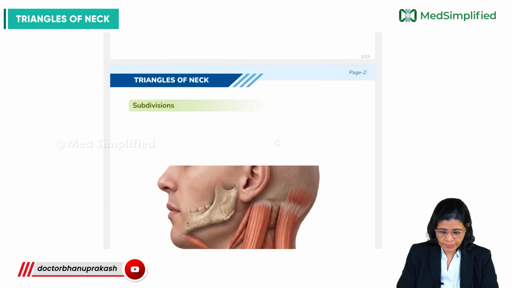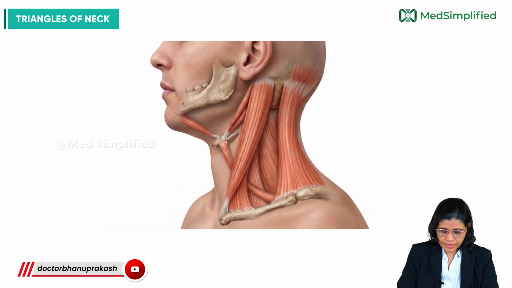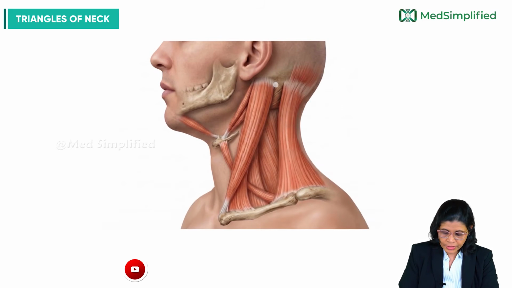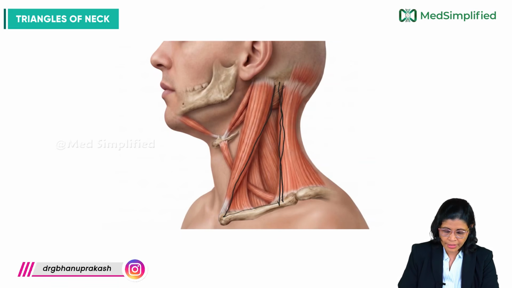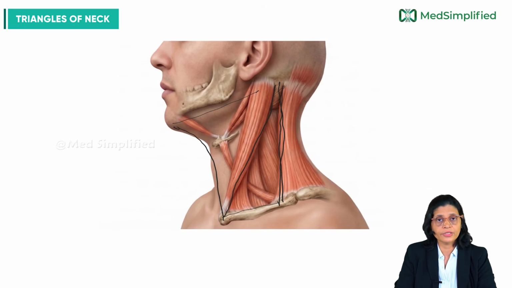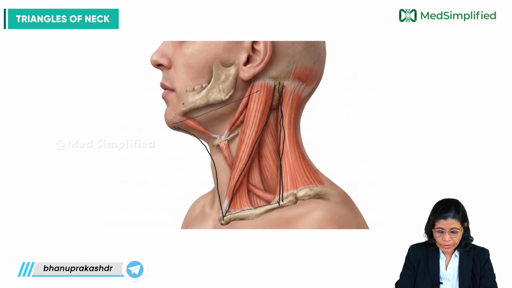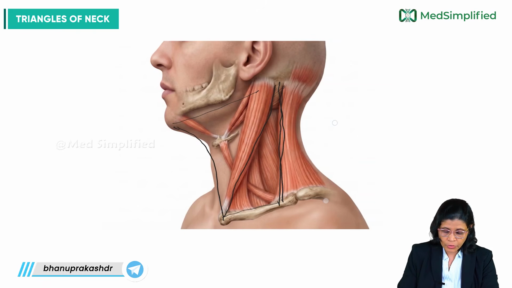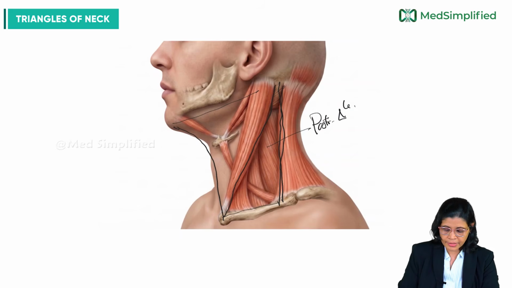So coming to the subdivisions now. This is the sternocleidomastoid muscle. It divides here; this will be the posterior triangle, which is bounded by the sternocleidomastoid anteriorly as well as the trapezius posteriorly, whereas here anteriorly we have the anterior triangle of the neck. These two triangles we see in the side of the neck, and they are further subdivided. First we will look at the posterior triangle of the neck.